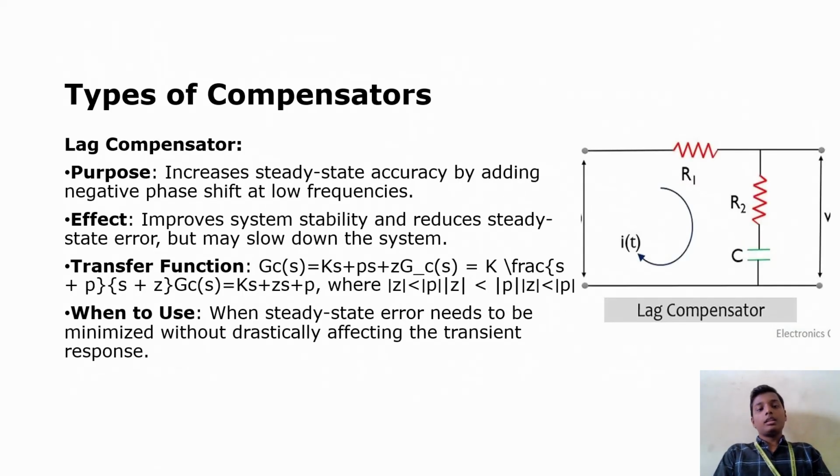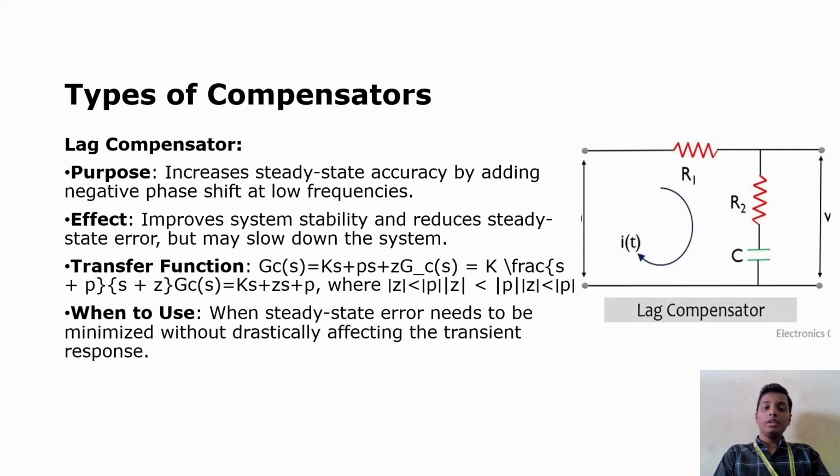Second one, lag compensator. Purpose: increases steady state accuracy by adding negative phase shift at low frequencies. Effect: improves system stability and reduces steady state error, but may slow down the system.